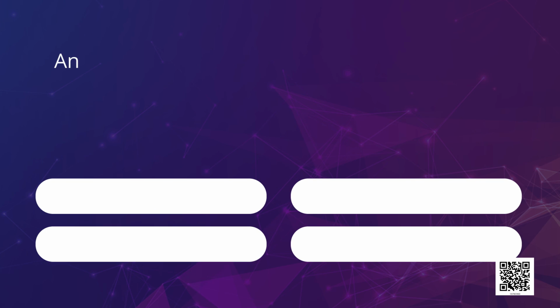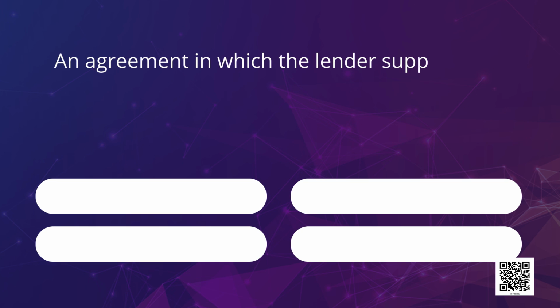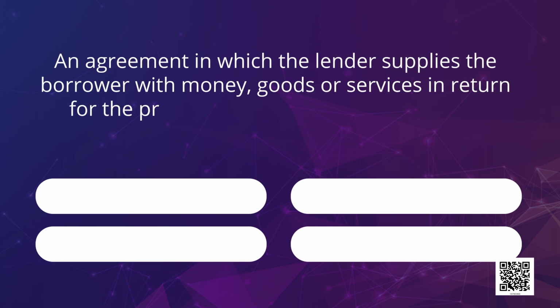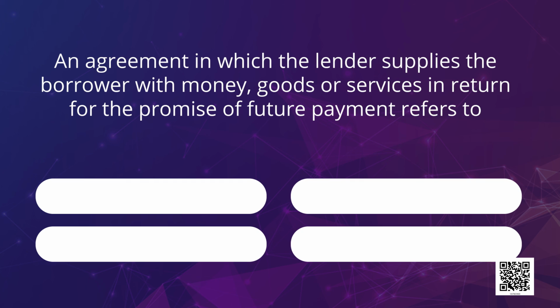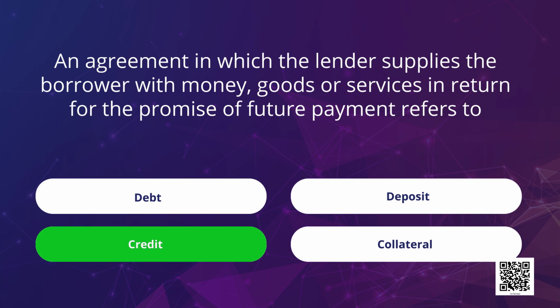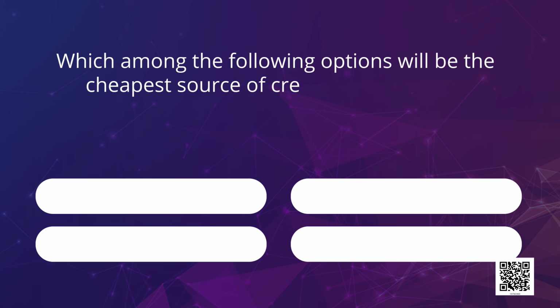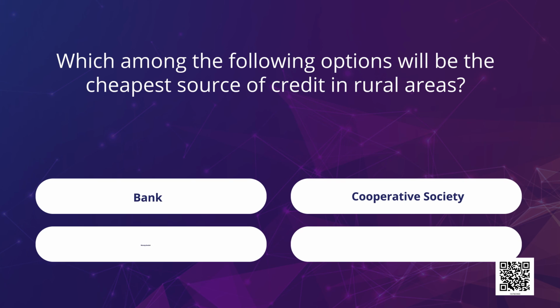Moving on, an agreement in which the lender supplies the borrower with money, goods or services in return for the promise of future payment refers to debt, deposit, credit or collateral. It is credit. Which among the following options will be the cheapest source of credit in rural areas? Bank, cooperative society, money lenders or finance company?